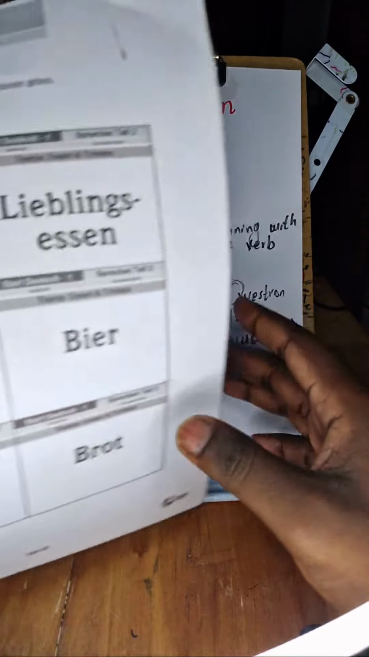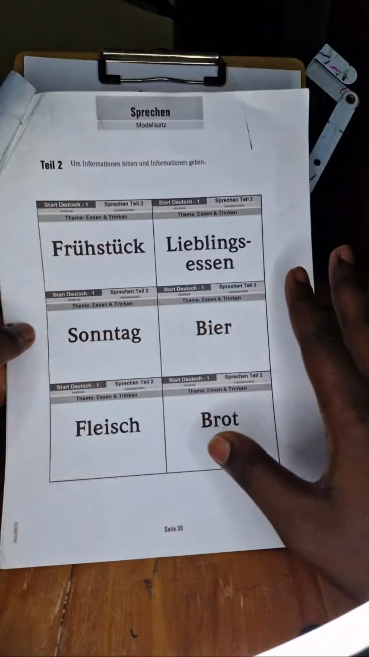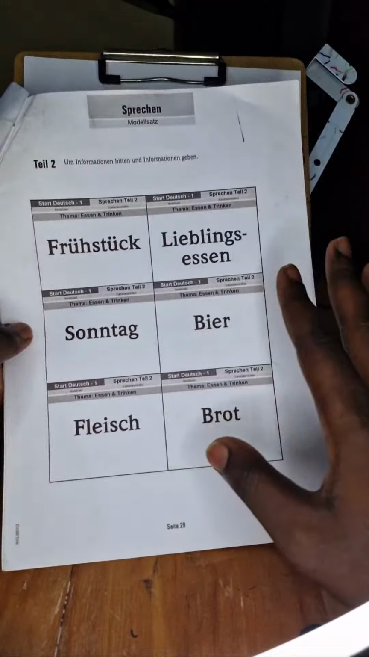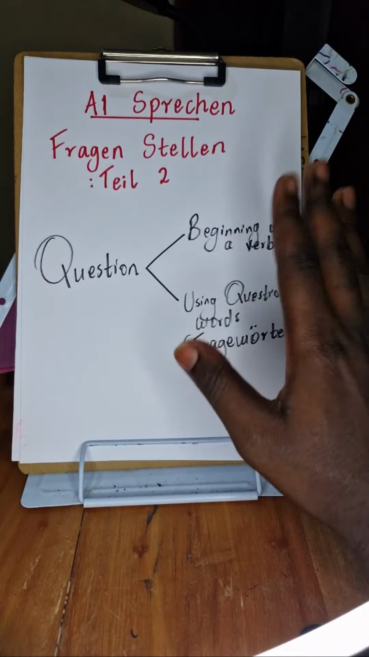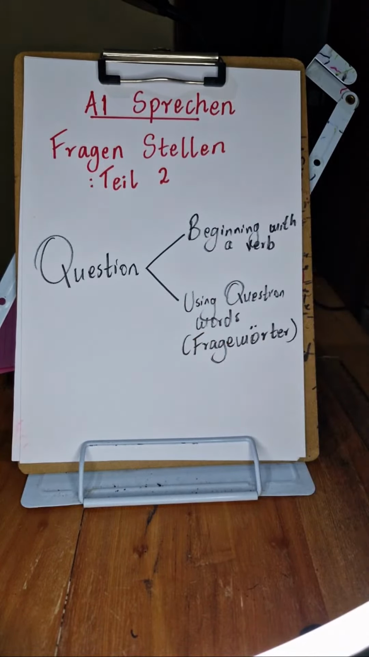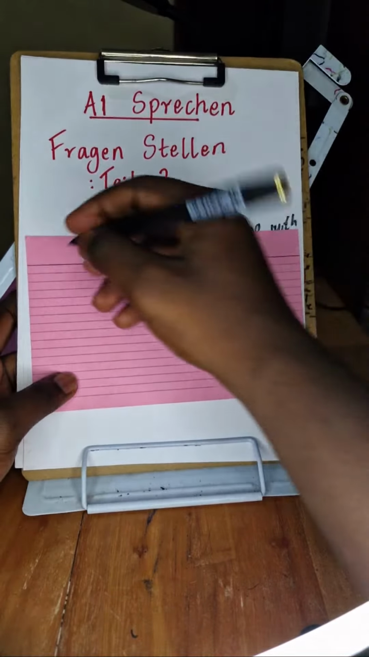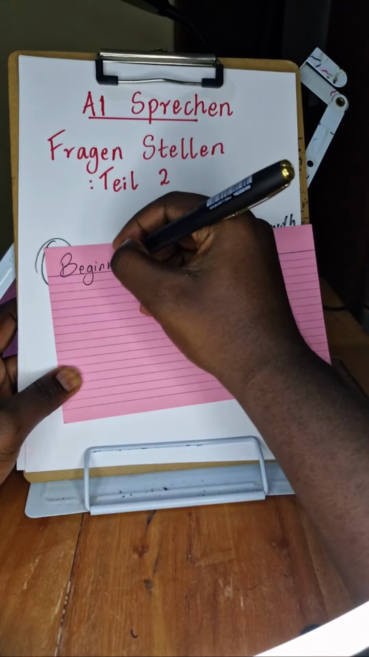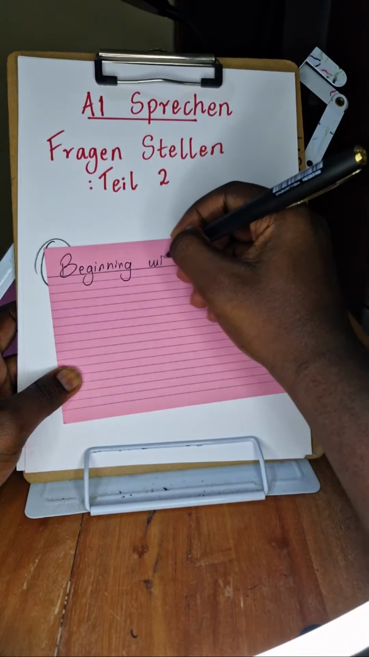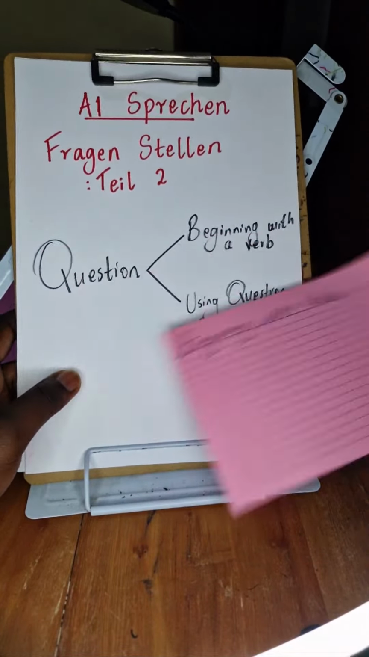By part 2, I'm referring to these, yeah? This is the part that I'm referring to when I talk about part number 2. They give me cards like this, and I am to use these cards to form questions. So remember, either I will begin with a verb or I would use question words. So let's begin with the first type. How do I form questions beginning with a verb? So let's now see the first method, that is beginning with a verb.